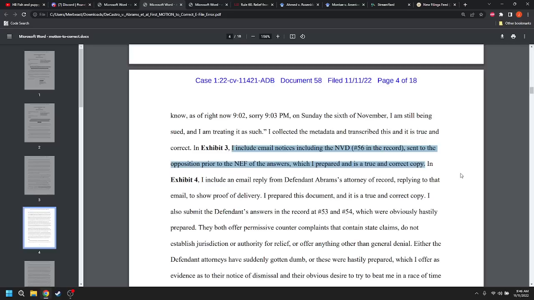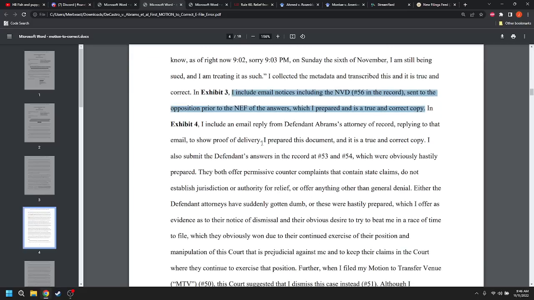In Exhibit 4, I included an email reply from Defendant Abrams' attorney of record replying to the email to show proof of delivery. I prepared this document as a true and correct copy.